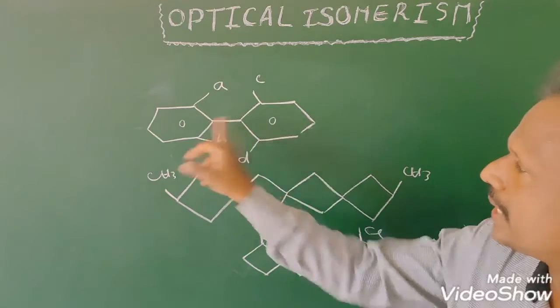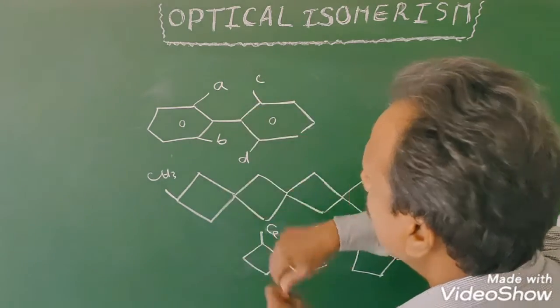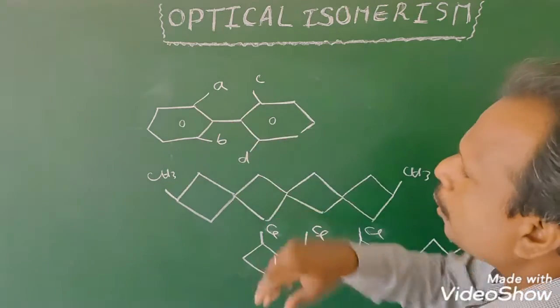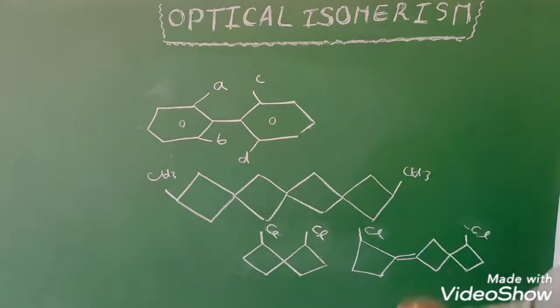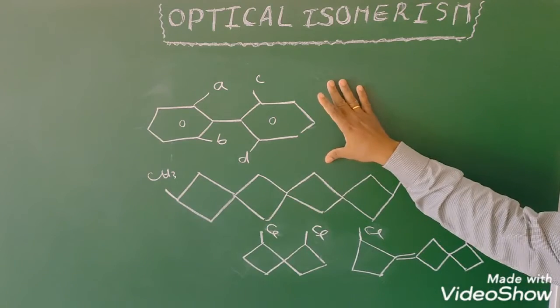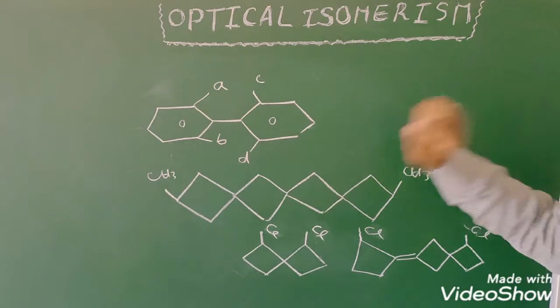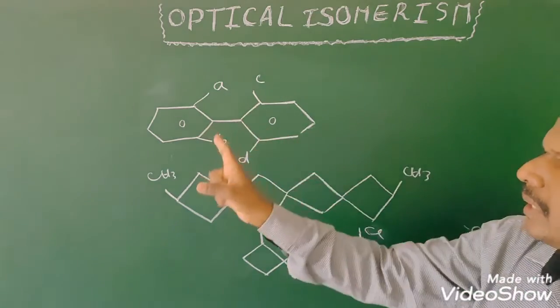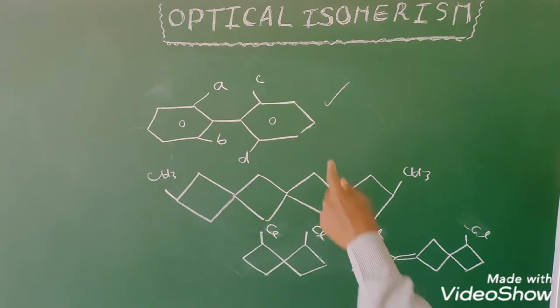It is a biphenyl derivative. In the ortho places, dissimilar groups are substituted. In both benzene rings, different groups are substituted in the ortho places. In this compound, plane of symmetry is absent. There is no center of symmetry. There is no axis of symmetry. Minimum two symmetries, plane of symmetry and center of symmetry, are absent. So this compound is optically active, having the ability to rotate plane polarized light clockwise or anti-clockwise. That means it has a mirror image.